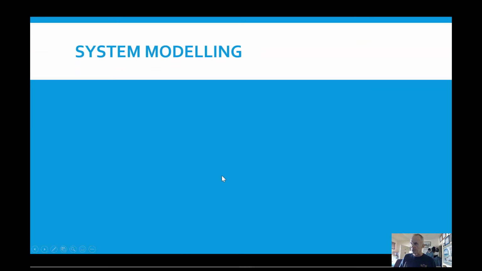So first we'll talk about systems modeling. What a system model is: you have a physical system. It could be a mechanical system or an electrical system, and you make a model of that system on your computer. That is, you're making a simulation of that system.